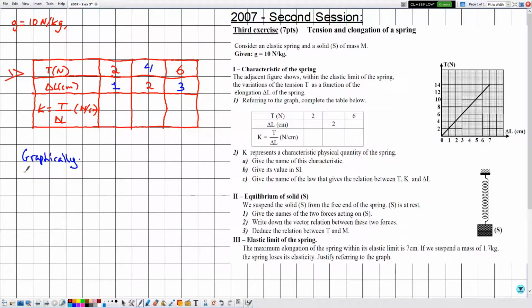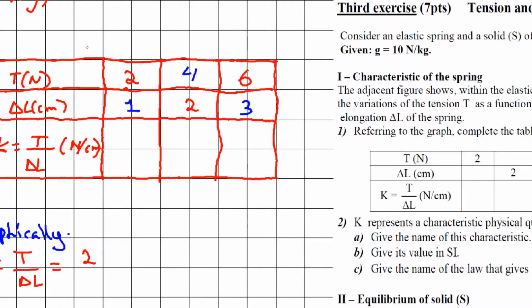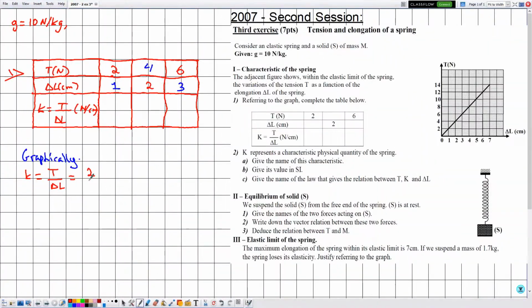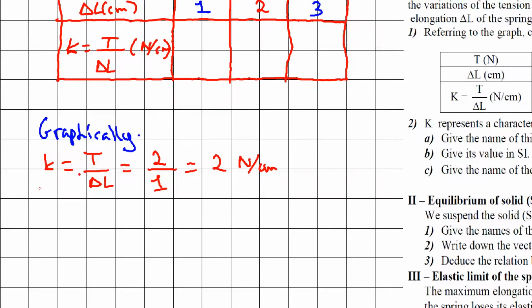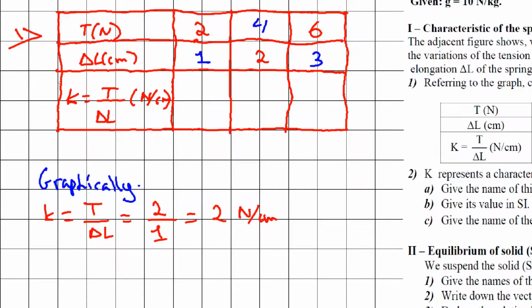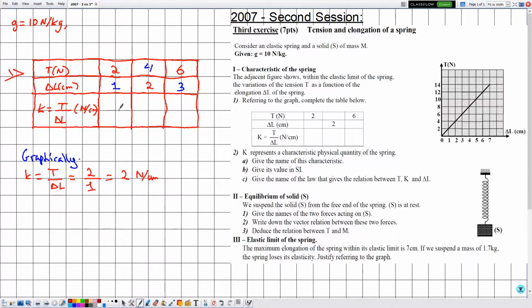So let's start with the first column, or the first value. K is given by T divided by delta L. When the value of T is 2, for the first column, delta L is 1. Then the value of K is 2 expressed in newtons per centimeter. Why newtons per centimeter? Although the unit of K in the SI is newton per meter, here T is expressed in newtons and delta L in centimeters, so in the table the unit of K must be newtons per centimeter. So here we have the value of 2.